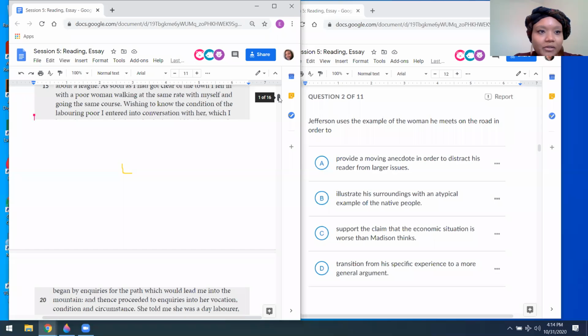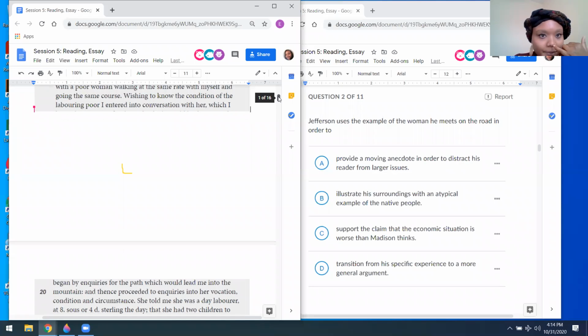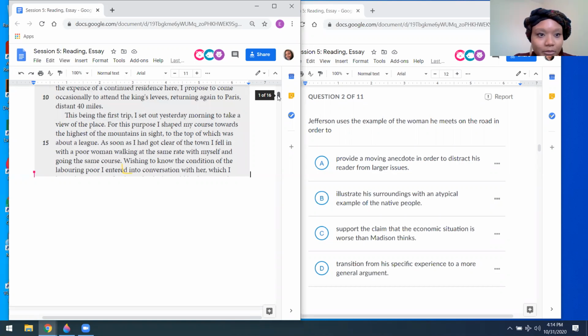Wishing to know the general condition of the laboring poor, I entered into conversation with her, which I began by inquiries for the path which would lead me into the mountain, et cetera, et cetera. So, go back to that. So he's saying right there that he decided he wanted to know what the working poor class, how their lives were. So that's what he asked her. So that piece of evidence marks out answer choice B.